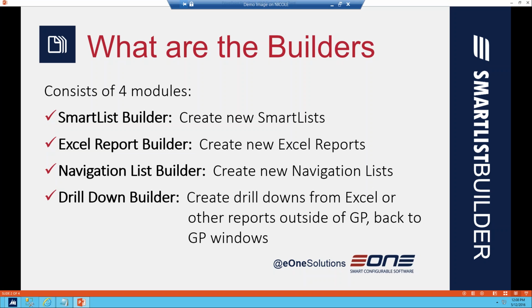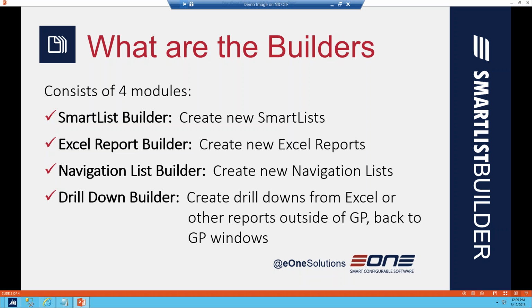Navigation List Builder allows us to create new navigation lists. These are the lists on the left-hand side in GP, when you go to, say, the financial or the sales pane, and you click on one of those lists. Either they pull in so much data it's not usable, or some of them might not pull in the data you need. We can build new ones of those as well to get you that data. Those are our 3 basic reporting modules, if you want to call them that.